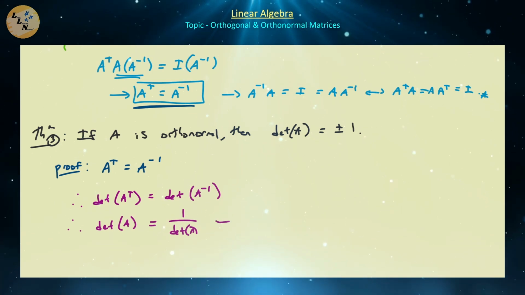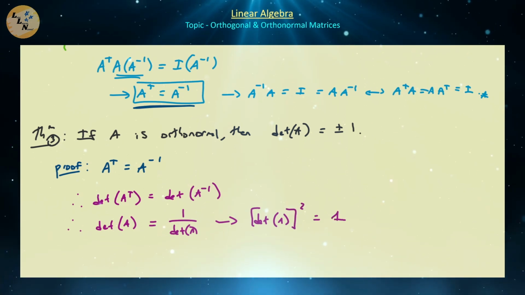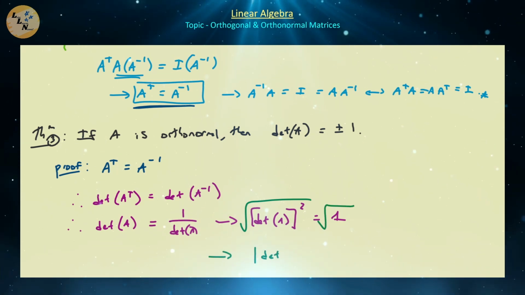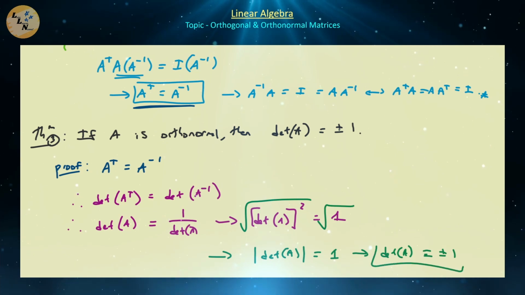Solving that equation for the determinant of A, notice we have the determinant of A, the quantity squared, is equal to 1. And then we can take the square root of both sides of that equation, and that's going to give us the absolute value of the determinant of A is equal to 1, which means the determinant of A is equal to plus or minus 1, which is what we set out to prove.